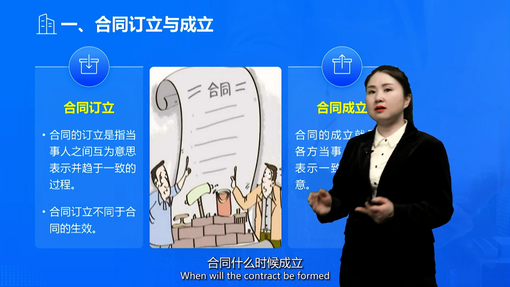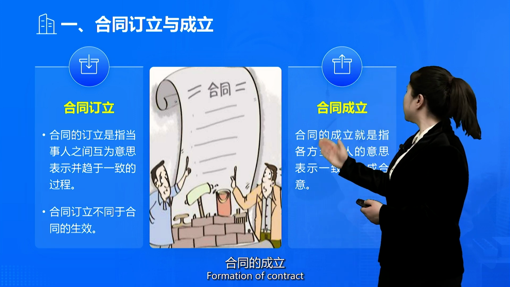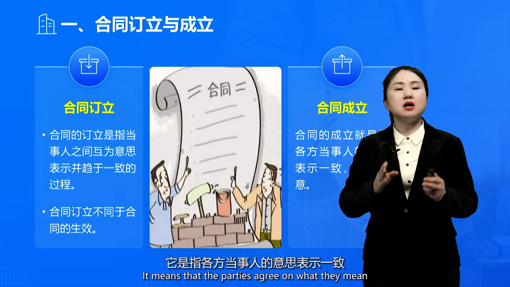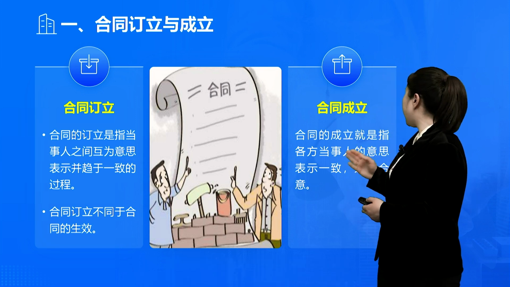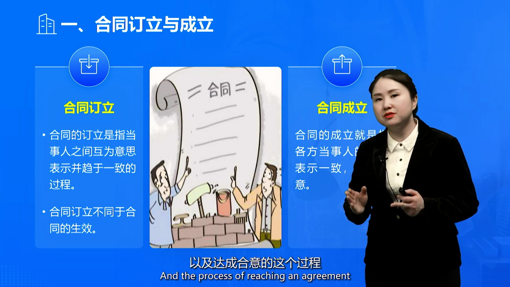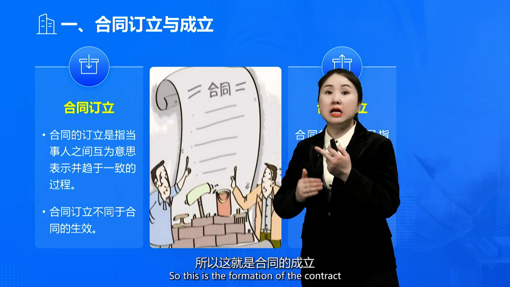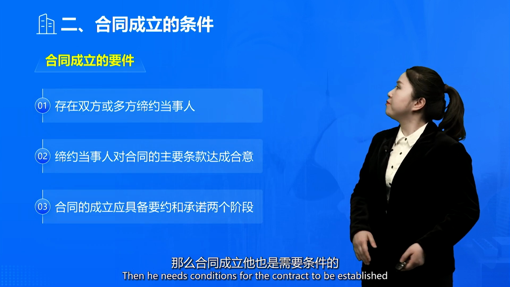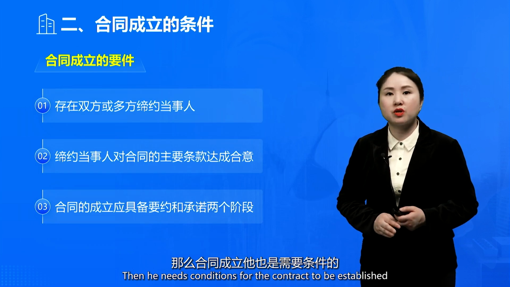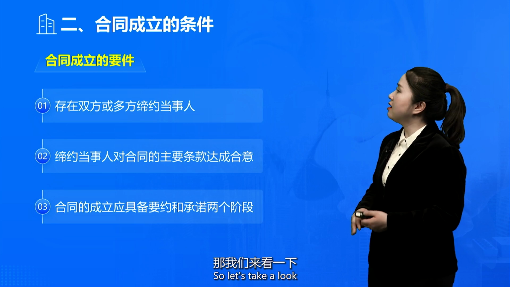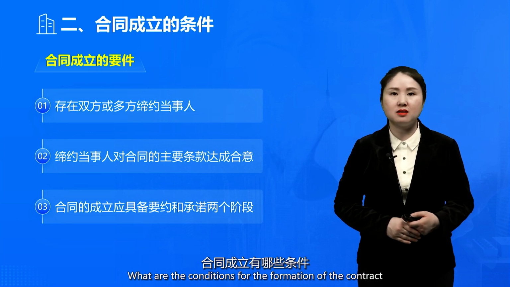When will the contract be formed? Formation of a contract means that the parties agree on what they mean, and the process of reaching an agreement. So this is the formation of the contract. Then there are conditions for the contract to be established. So let's take a look: what are the conditions for the formation of the contract?